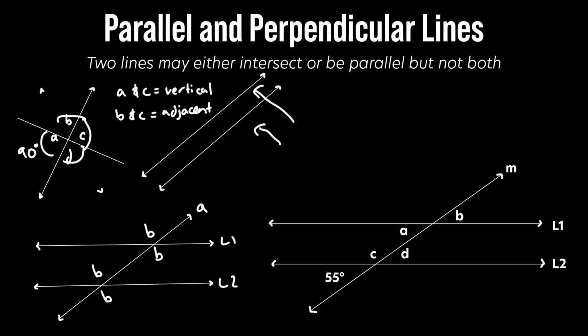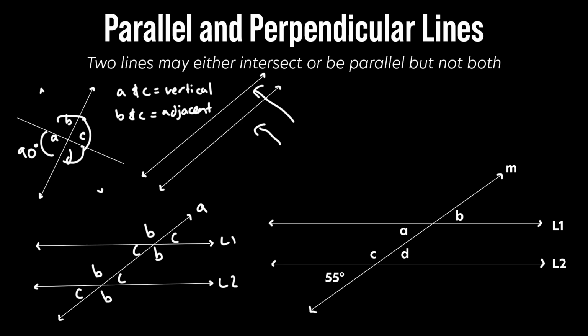And the same goes for if I called this C, this would be C, this would be C, and this would be C. So in reality, although we have 8 separate angles, 4 share the same amount of degrees labeled C, and 4 of them share the same amount of degrees labeled B.